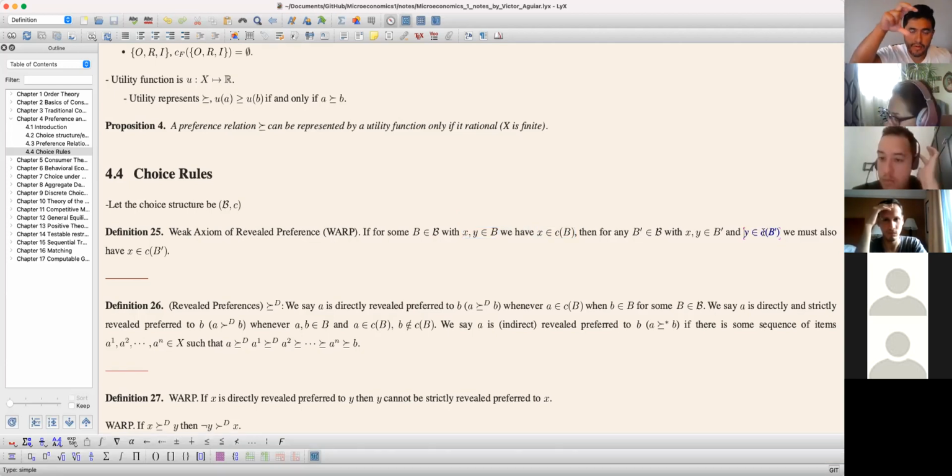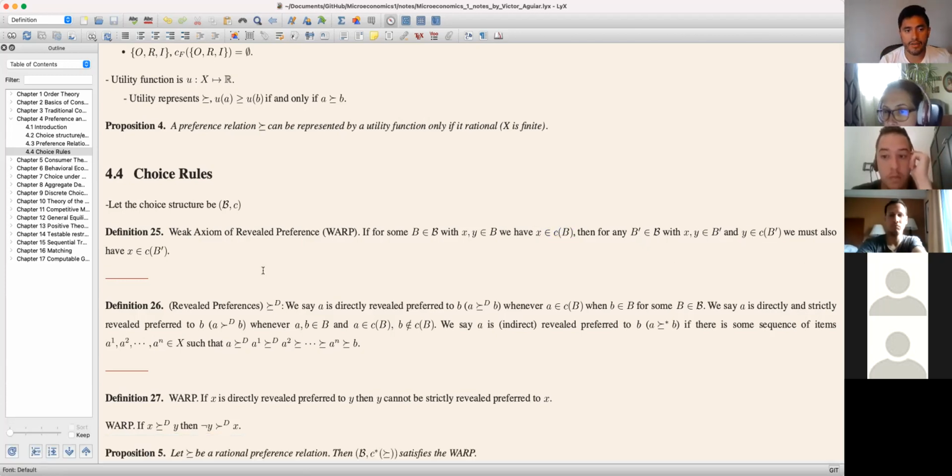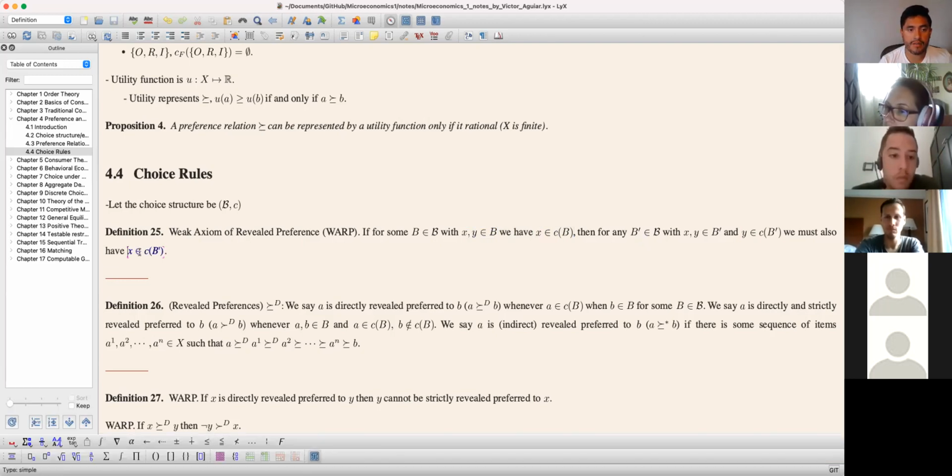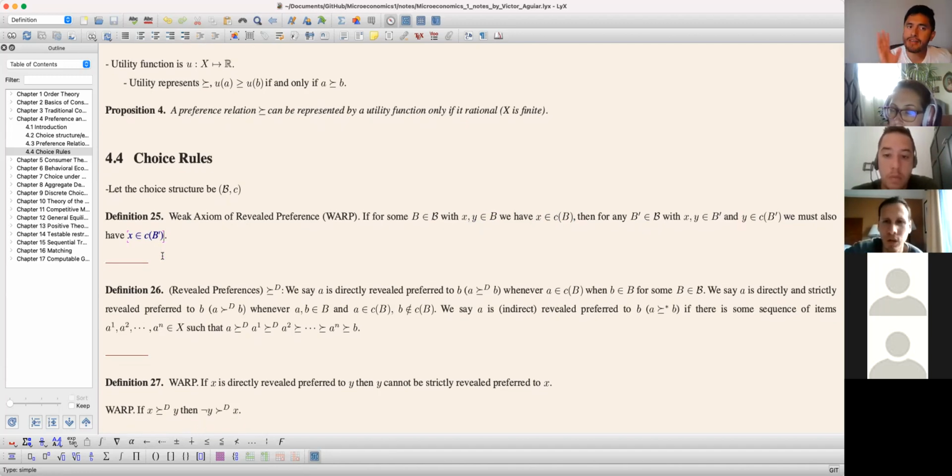At least remember, you can also be indifferent. So now if you have picked Y in the second situation, then the first possibility, that X was strictly preferred to Y, is no longer possible. So the only possibility that remains is that Y and X are indifferent. So if X and Y are indifferent, then it must be that X is also chosen from the second menu, right? Yes, okay, that makes sense. Okay, but it's a mouthful.